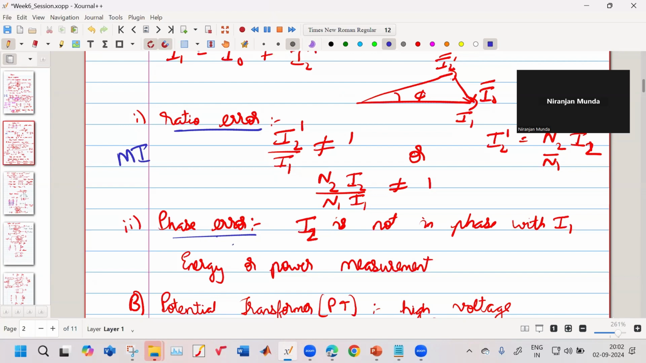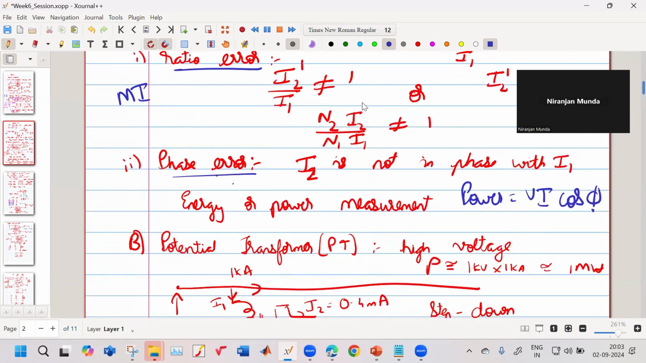So what is power? Power is equal to V into I into cos phi, right? Now, if the phase shift measured by your current transformer and your potential transformer is different, then there will be an error in your measurement, and your calculation of the energy or the power being used will be wrong. Okay. So that is a problem.